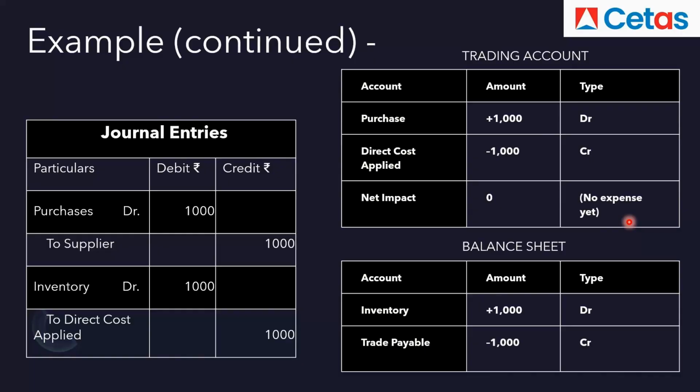In the balance sheet, inventory is debited by rupees 1000, which is an increase in inventory, and trade payable is credited by rupees 1000, which is an increase in trade payable. The inventory account now reflects the stock value. Similarly, the direct cost applied account in the PL offsets the purchase account, keeping the PL clean. Basically, the net effect is an increase in inventory and increase in payables, and the impact on PL is also nullified. So, until the items are sold, the company's profit and loss is not affected. Everything sits as an inventory, which is an asset.